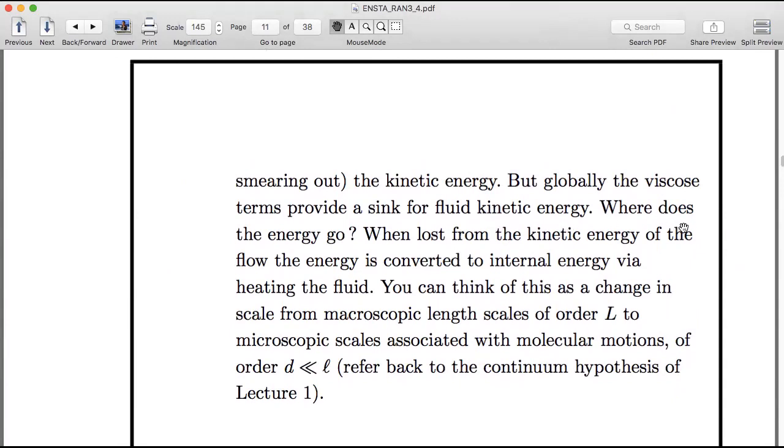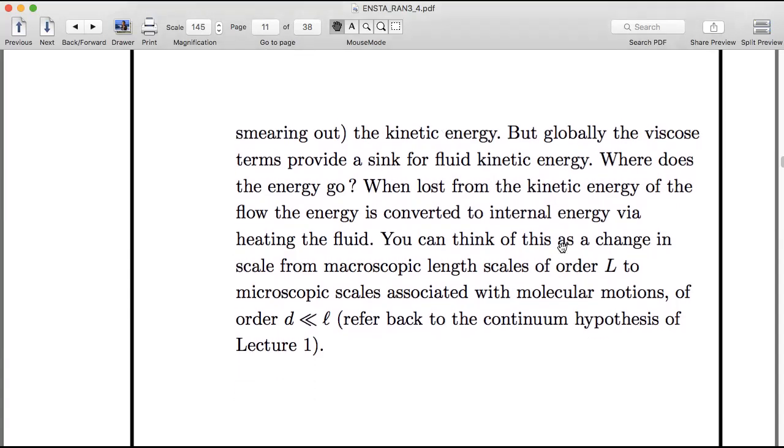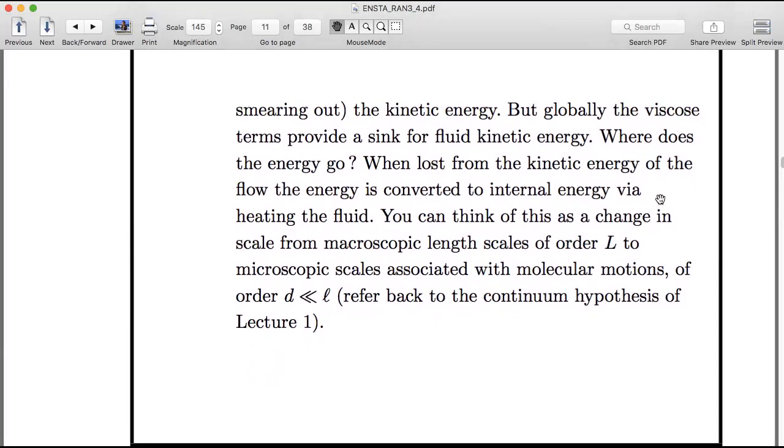I guess a good question would be a conceptual question: where does the energy go if we're dissipating? Ultimately, this term also dissipates kinetic energy. So it provides a sink for the kinetic energy. Where does the energy go? It's not destroyed, it's just converted to a different form of energy. And in fact, the form of the energy becomes thermal energy. In other words, it's energy associated with the random molecular motions.